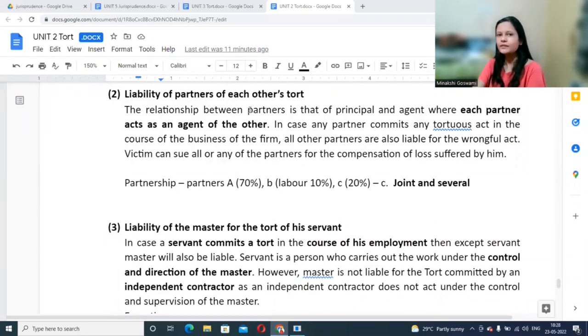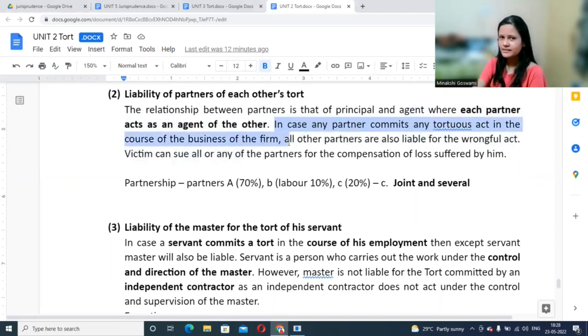So liability of partners for each other's tort. The relationship between partners is that of principal and agent, where each partner acts as an agent of the other, because we cannot say this one is superior, this one is inferior or something like that. Both are agents, both are principals. In case any partner commits any tortious act in the course of business of the firm, all other partners are liable for the wrongful act. If someone is doing it, we can make all of them liable also. Victim can sue all or any of the partners for the compensation of loss suffered by him.